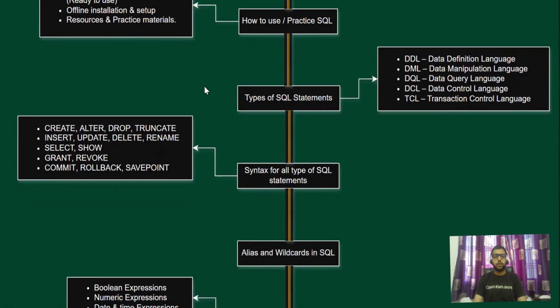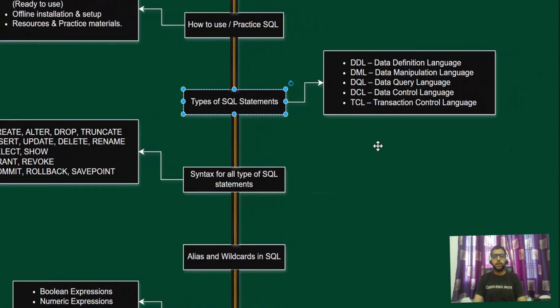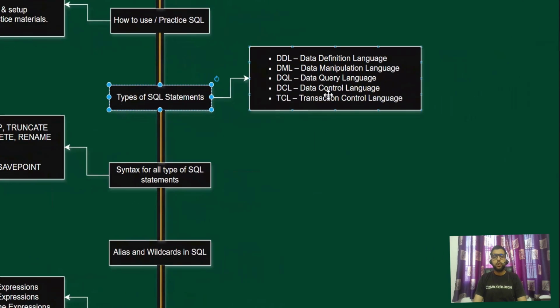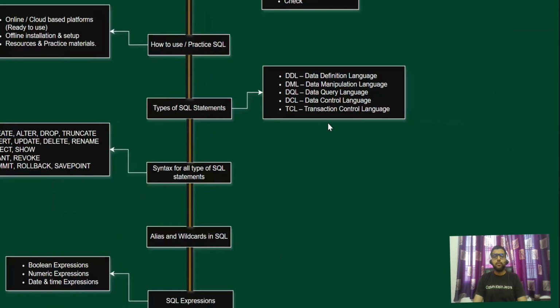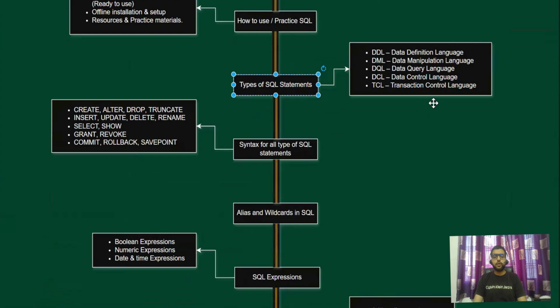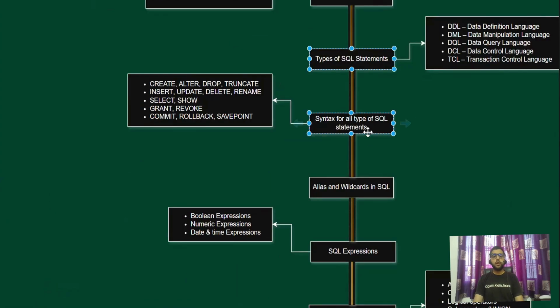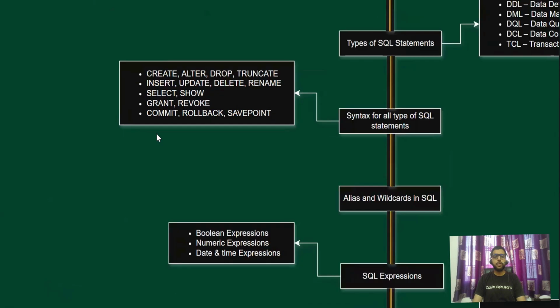We will talk about the online and cloud-based platforms. We will also talk about the offline platforms which are currently available. So you can utilize any one of them according to your convenience. Then we will talk about the SQL statement types. Maybe you are already aware of DDL, DML, DQL, DCL, and TCL. We will talk about each type in detail, and we'll also see how to write statements of each type.